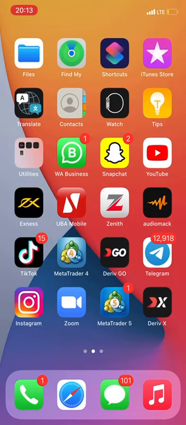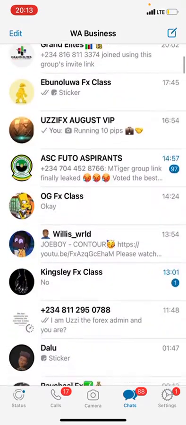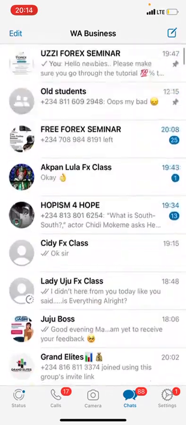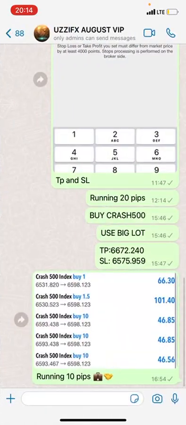Okay, let me check my VIP. Okay, this is my VIP. So this is when I said buy Crash 500 and I said TP 6672.240, SL 6575.959. When I say TP, it means take profit. When I say SL, it means stop loss.